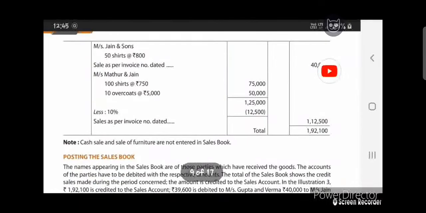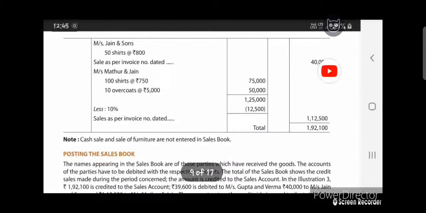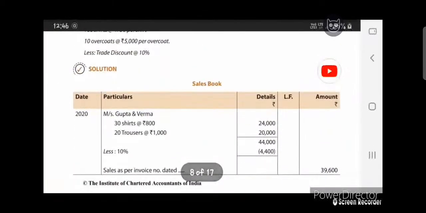Next is Mr. Jain and Sons: 50 shirts at rupees 800, so 40,000 is the total amount they have to pay. Next, Mr. Mathur and Jain: 100 shirts at rupees 750, so 75,000. 10 overcoats at 5,000, so 50,000. Therefore 1 lakh 25,000. In that, 12,500 is the minus, so therefore 1,12,500 is the total amount Mr. Mathur and Jain have to pay to them.